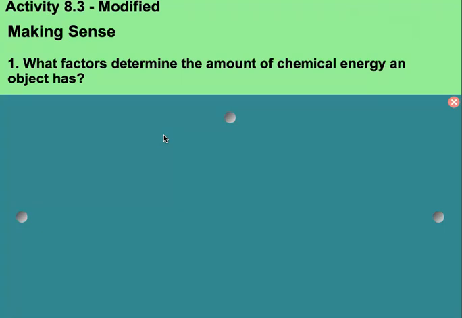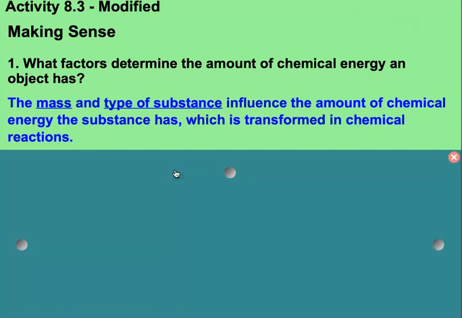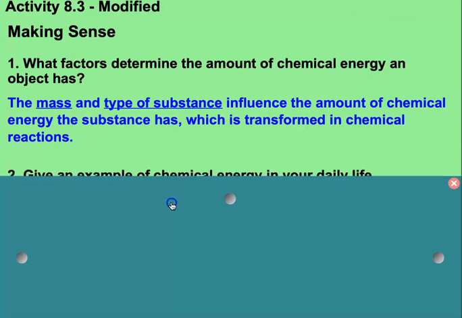All right, so making sense questions. What factors determine the amount of chemical energy an object has? So this is ultimately what we're trying to get to with this activity. Mass and type of substance influence the amount of chemical energy the substance has, which is transformed into chemical reactions.